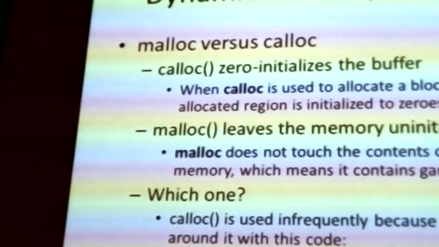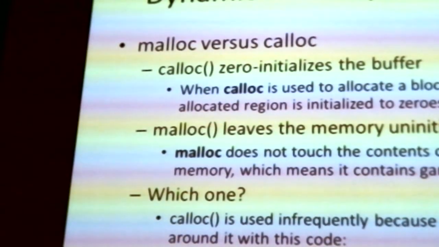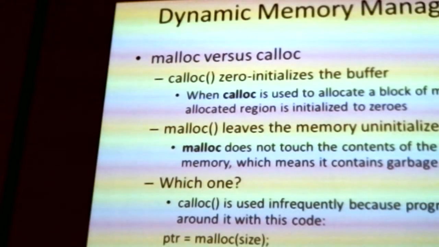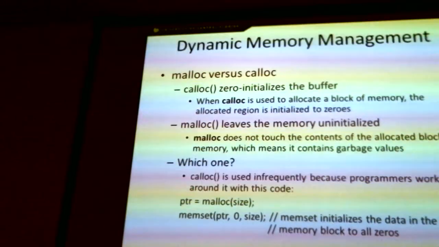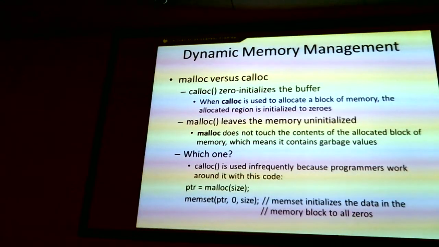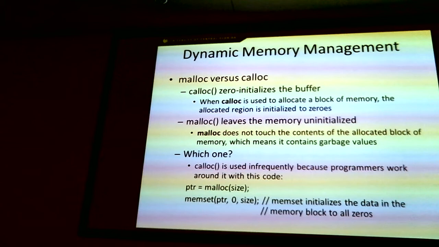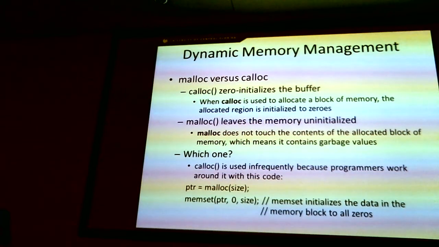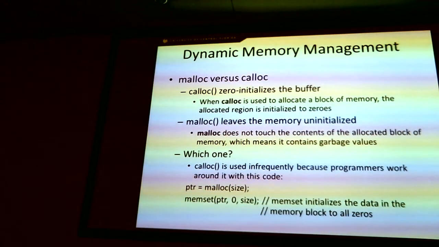You see the difference between malloc and calloc? So that's the only difference between the two. Now, why would we use one over the other? Again, calloc will zero initialize its buffer. So you use calloc when you want to allocate a block of memory and you want it to be initialized. Malloc, however, leaves the memory uninitialized and it doesn't even touch the contents of that allocated block of memory.